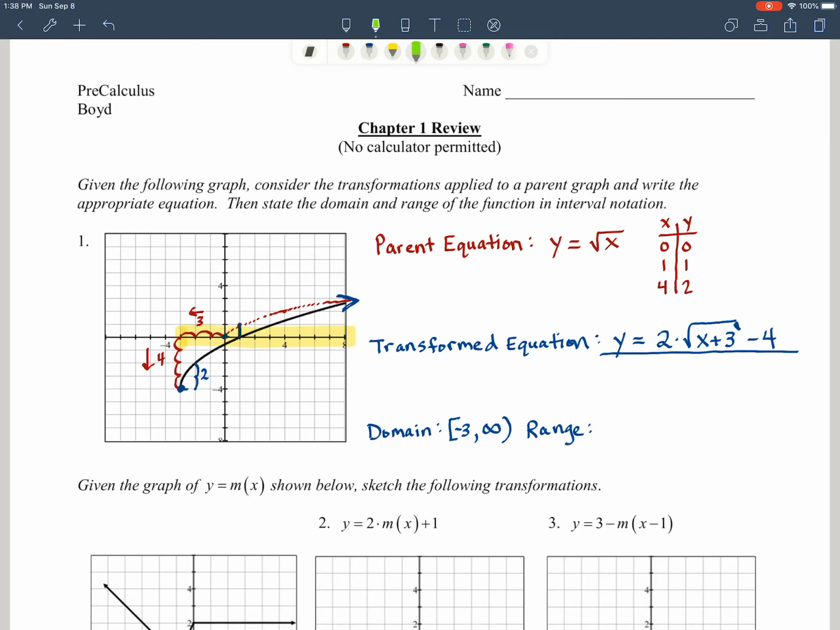For our range, I'll use green here, thinking about the shadow that it casts on the y-axis. So it starts down at -4, and it will continue to go up forever. So our lowest value would be -4. We're going to include that point, and it's going to go towards infinity because it's going upward forever. And we'll close that with a parenthesis.